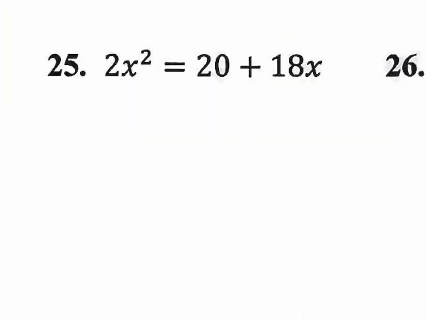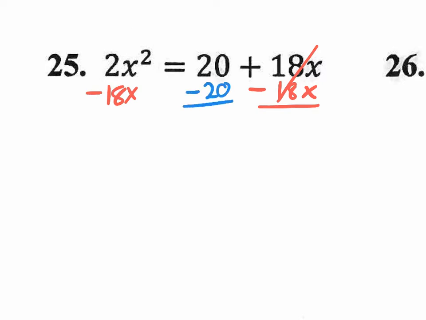Number 25. Again, we have an equation. We want it to be equal to 0. So I want to get rid of the plus 18x by subtracting 18x. That'll give me 0. What I do to one side, I do to the other side, minus 18x. And I also want to get rid of the 20, so I'm going to subtract 20 and subtract 20.